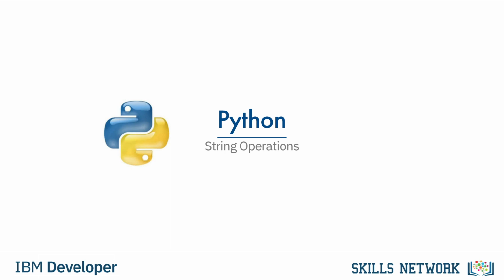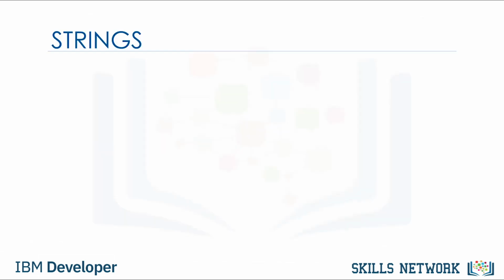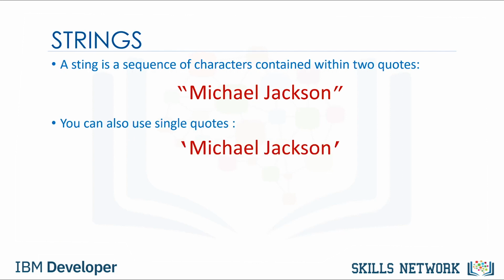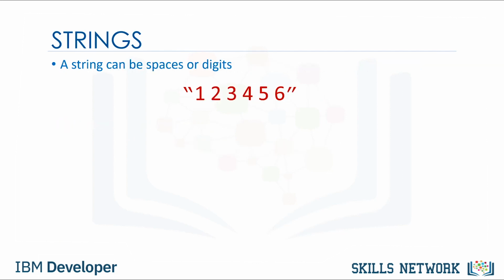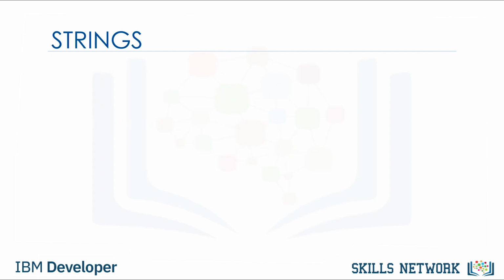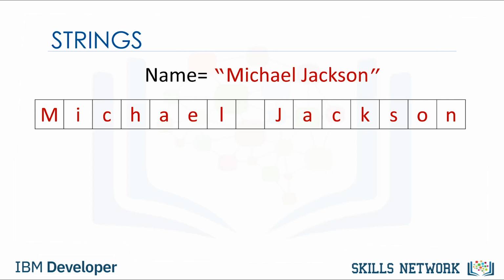In Python, a string is a sequence of characters. A string is contained within two quotes. You could also use single quotes. A string can be spaces or digits. A string can also be special characters. We can bind or assign a string to another variable.